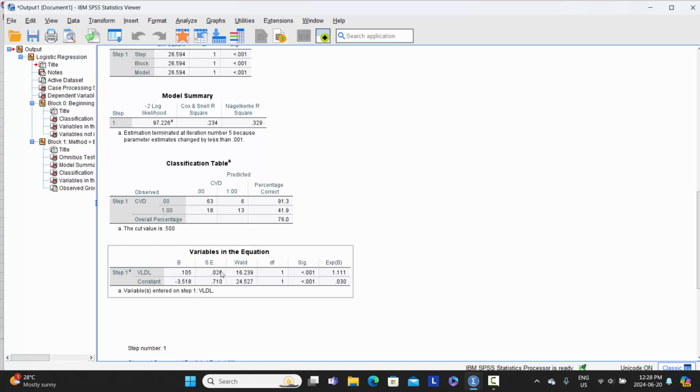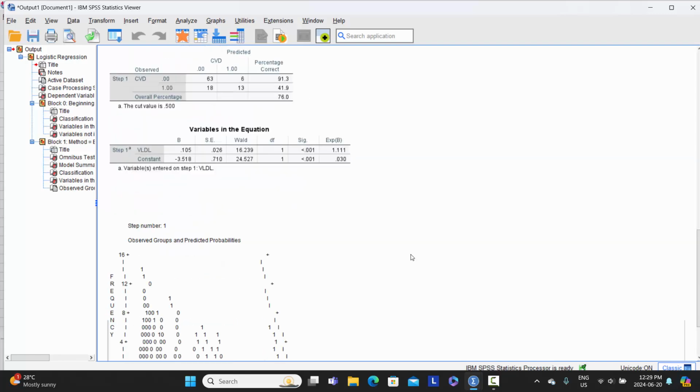The standard error for each of those is indicated in the next column, and the Wald statistic, as you can see here, is computed for each of the two variables in question. But with null hypothesis statistical testing, with inferential testing, we zero in on the 0.105, the beta associated with VLDL, and we see a significance value that's less than 0.001. That would indicate a statistically significant correlation, and it's positive because of the positive value of the B: as VLDL level increases in the population of individuals that share the same characteristics as the sample, the probability of having cardiovascular disease goes up as well.